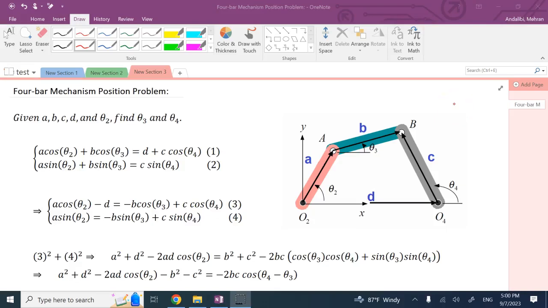Hello everyone. In this video, I want to talk about the 4-bar mechanism and the position problem of that, which is basically, if this is a 4-bar mechanism and I have given you the size, the length of the links A, B, C, and D, and the input angle theta 2, let's say that's the input angle, then I ask you to find me theta 3 and theta 4, correct?